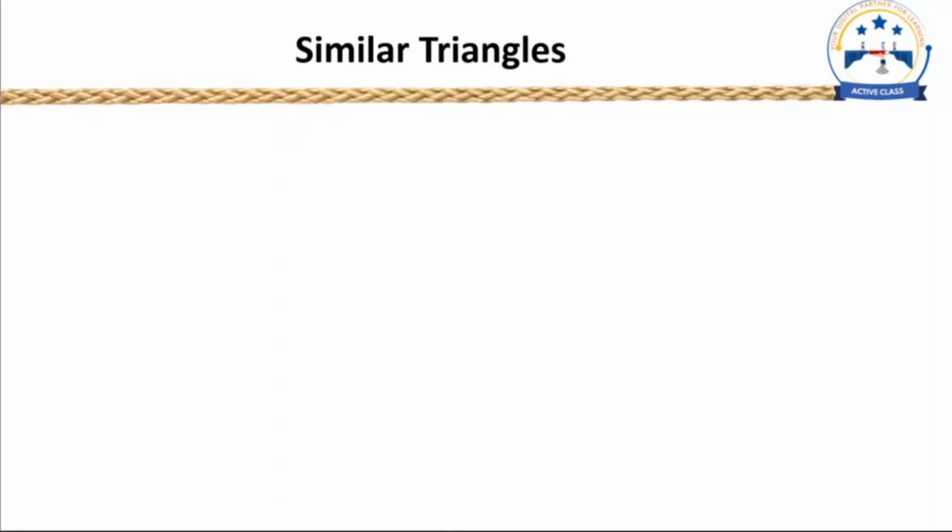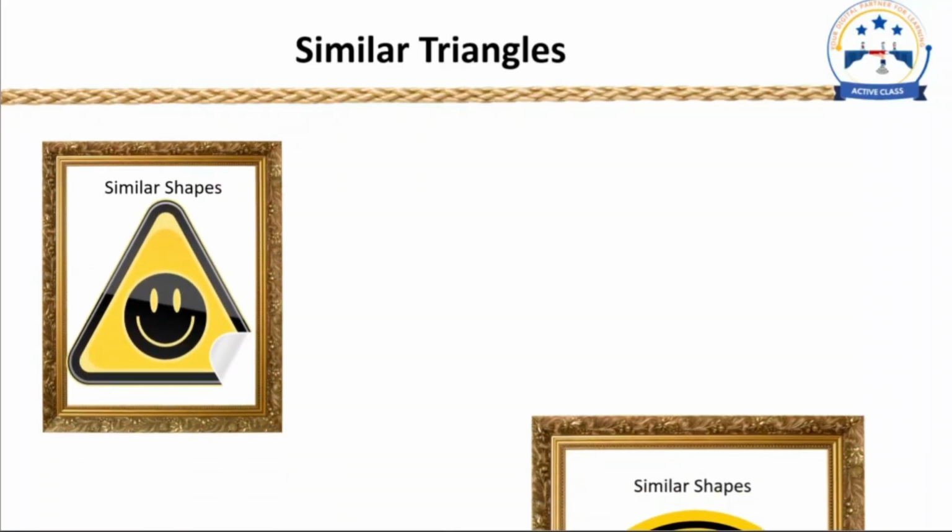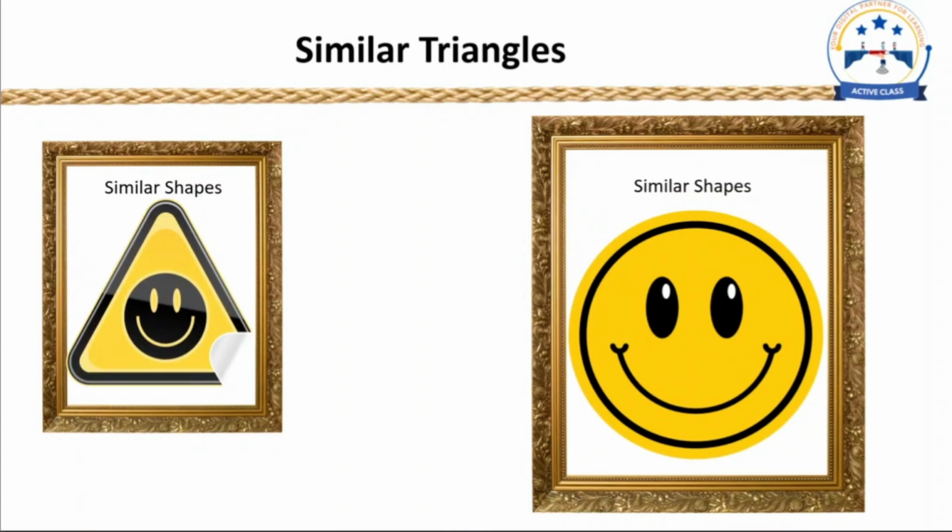Have you ever noticed how a small photo frame looks exactly like a bigger one? Or how the miniature model of a building looks exactly like the real one? They might not be of the same size, but their shape is identical. This is what we call similarity in geometry.